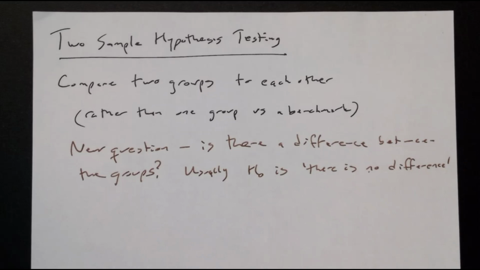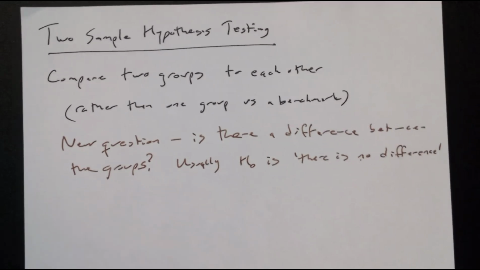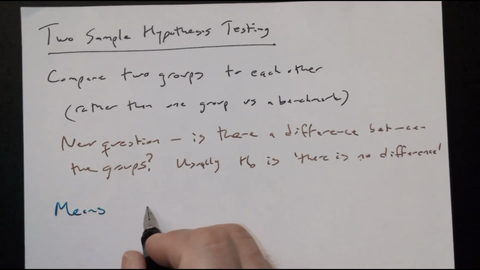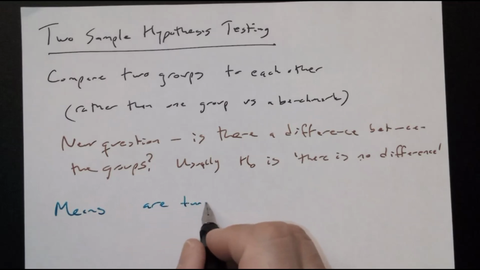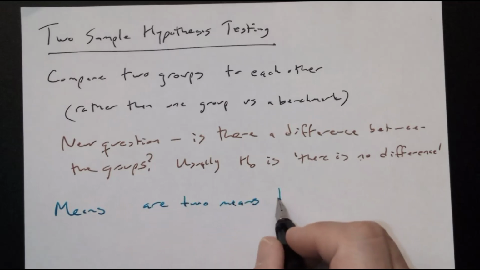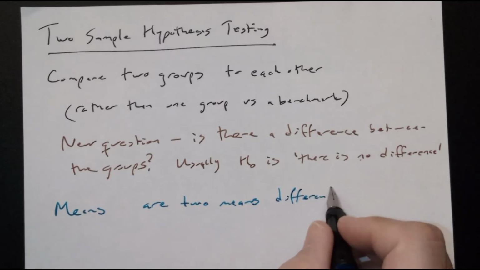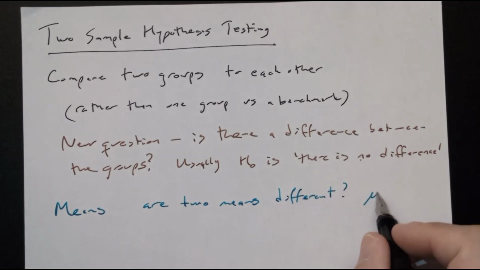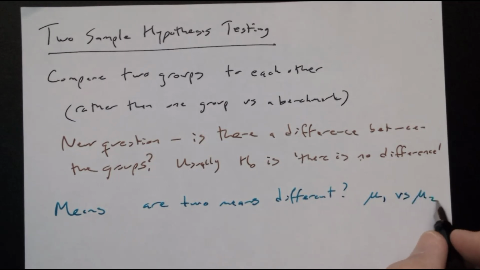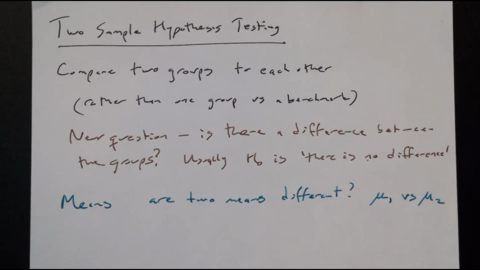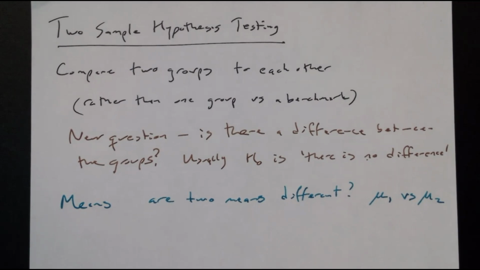Let's think about means, because that's where we spent a lot of time. We'll do proportions as well, but we'll start with means. So I have my 2 groups, group 1 and group 2. And I have these 2 means.